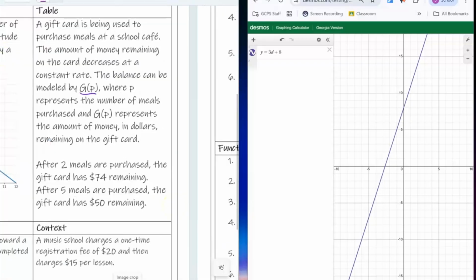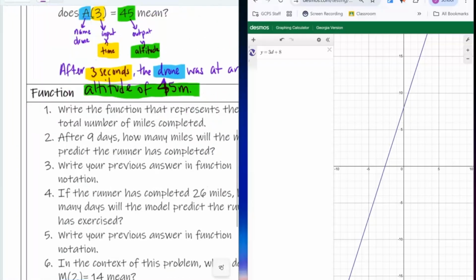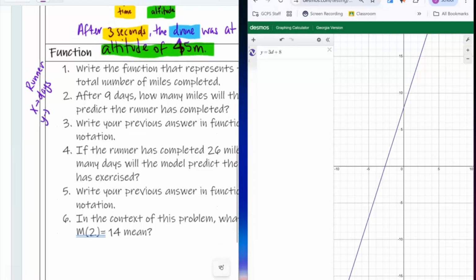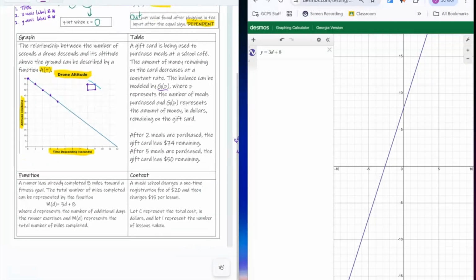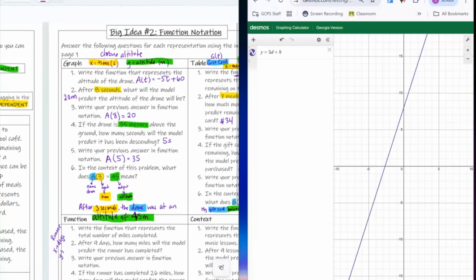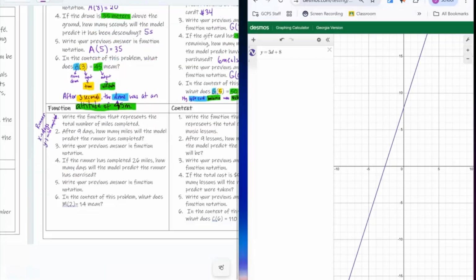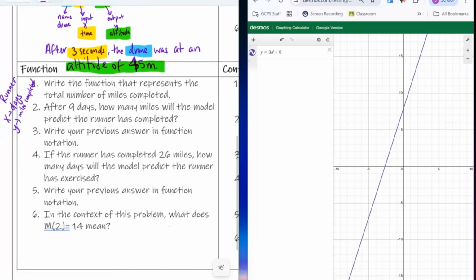Okay, so I'm going to go ahead and write that down just so that I don't have to keep going back and forth. So I've got a runner. So my title is a runner. X is D in days, and Y is, I think, the number of miles completed, the total miles completed. Yeah, so I'm just going to write miles completed.